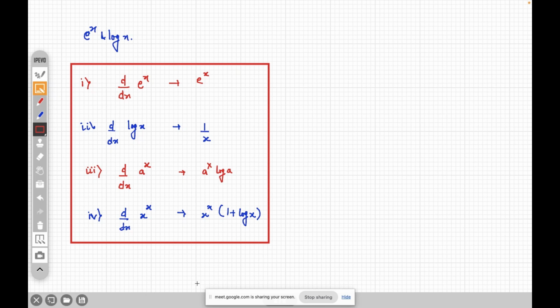So, if you count four formulae of algebraic and logarithmic, 6 plus 6, 12 formulae and one algebraic. ठीक है? 17 formulae I have given you. Clear? Sure? Yes, sir.